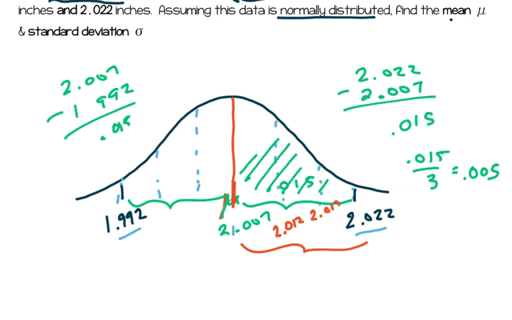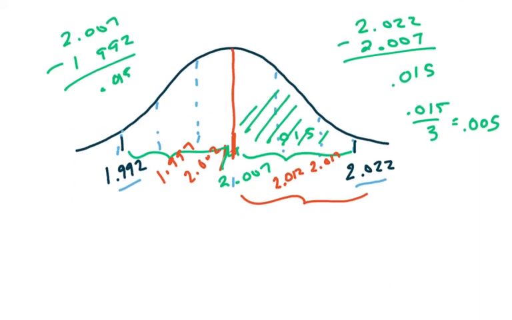I can go back the other way as well. I can say 2.007 minus 0.005, and I get 2.002. Then if I subtract 0.005 again, I get 1.997. And if I subtract 0.005 again, I get 1.992. So this is showing me how much everything is varying.